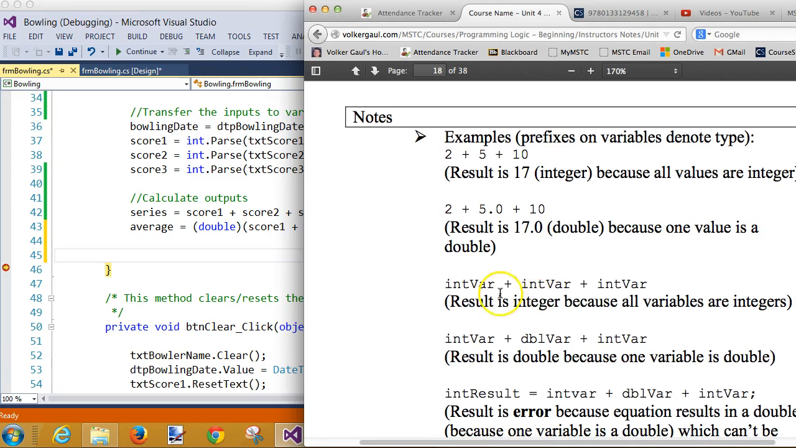If I add 3 integer variables together, I get an integer. Does this work, by the way? Yes, integer and double play well together. This temporarily gets converted to a double. That 10 temporarily gets converted to a double. Adds them up, gives me 17.0. Integer plus integer plus integer, no problem. Answer is an integer. Integer plus a double plus an integer, temporarily converted, we get a double.